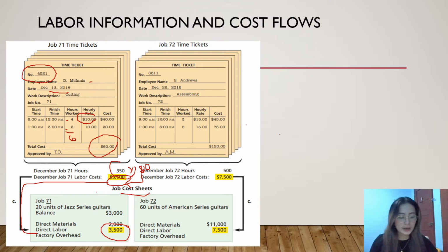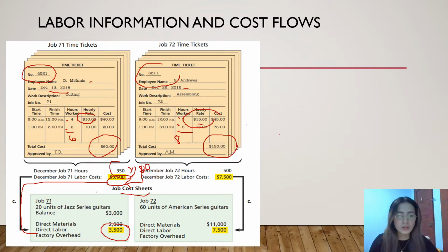Likewise, in time ticket 6311, it shows that on December 26, 2016, S. Andrews spent a total of 8 hours working for job 72 at an hourly rate of $15. So that's 3 plus 5, equal to 8 hours, times an hourly rate of $15. That would total a cost of $120.